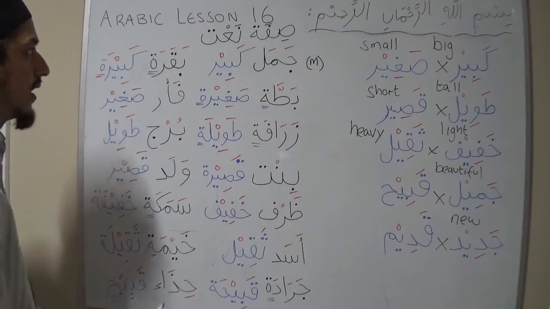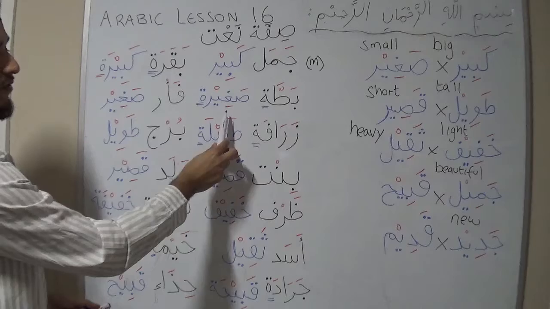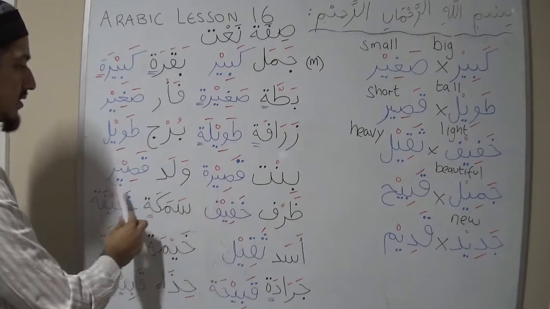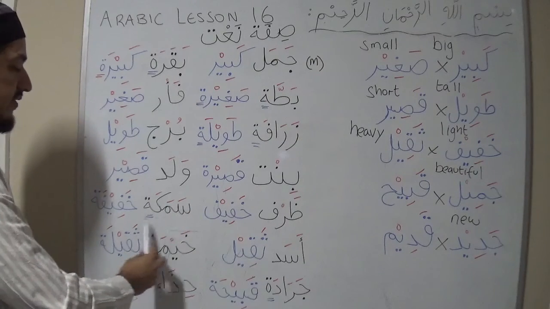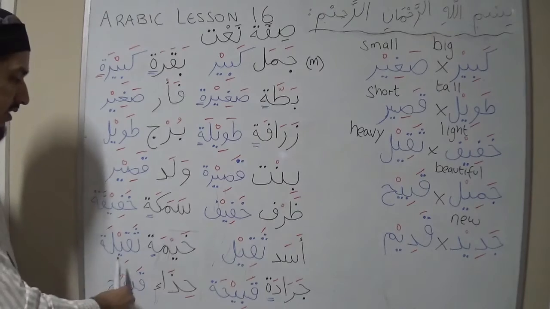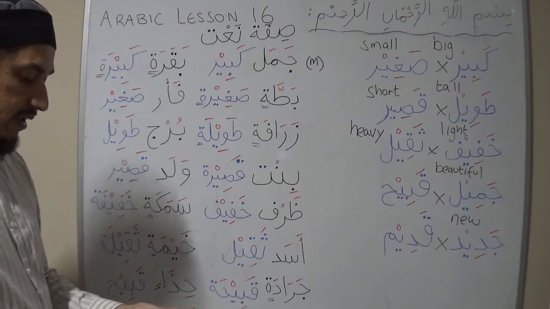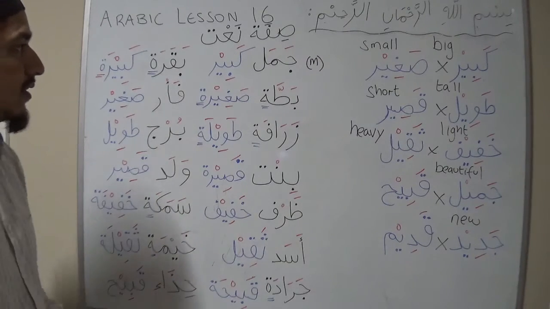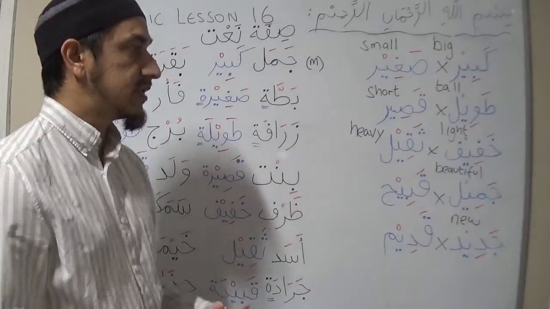قبيح. كبير, big. صغير or صغيرة, small. طويل, طويلة, tall. قصير, قصيرة, short. خفيف, خفيفة, light. ثقيل, ثقيلة, heavy. And قبيحة or قبيح, ugly. So that's an example of using adjectives in our sentences now.